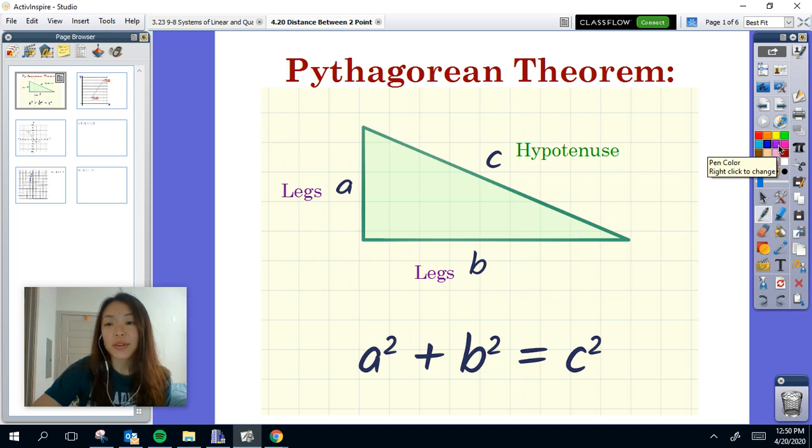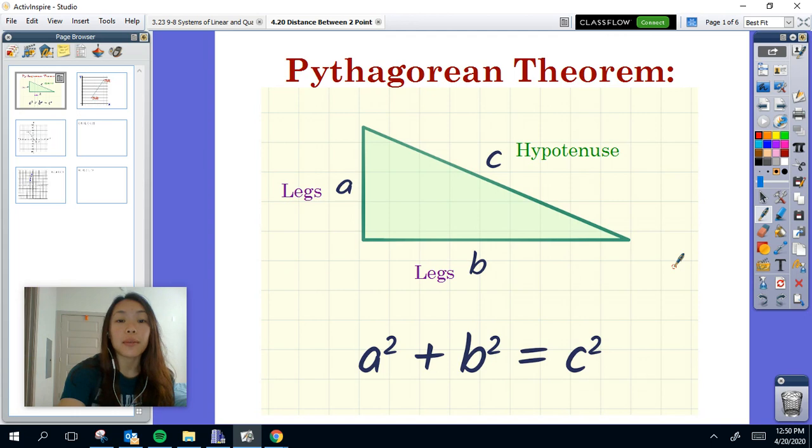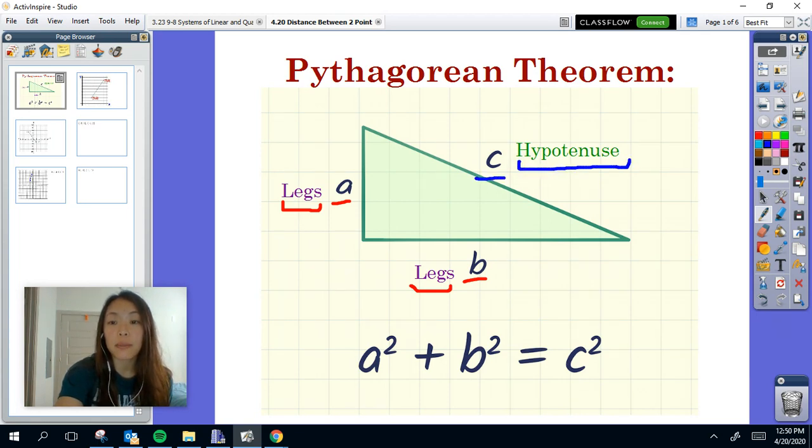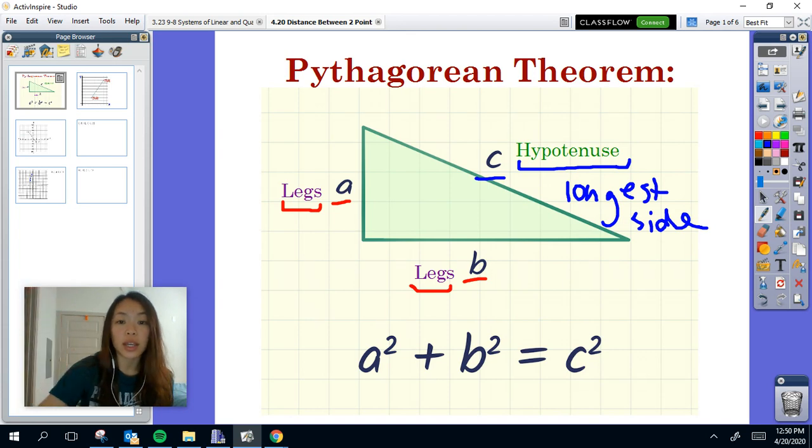Hi, good afternoon, everyone. So we're going to build off of what we did 2 weeks ago with the Pythagorean theorem. Before spring break, we learned that any right triangle we can label with A and B, which are the legs, and the longest side we can label C, which is going to be the hypotenuse. And we learned the hypotenuse means the longest side. So 2 weeks ago, anytime I gave you a right triangle, I asked you to find either A, B, or C using this formula right here.